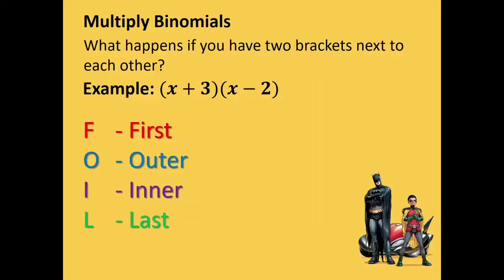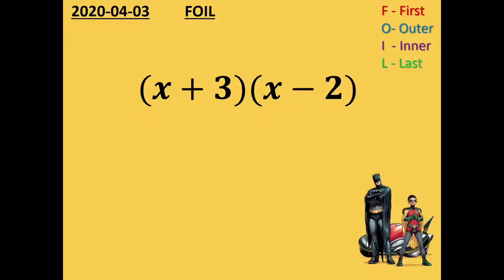FOIL is just a word that we use to see what we need to multiply first and second and third, etc. Okay, so write down the date, which is the 3rd of April, and the heading, which is FOIL, and you can write down the example.